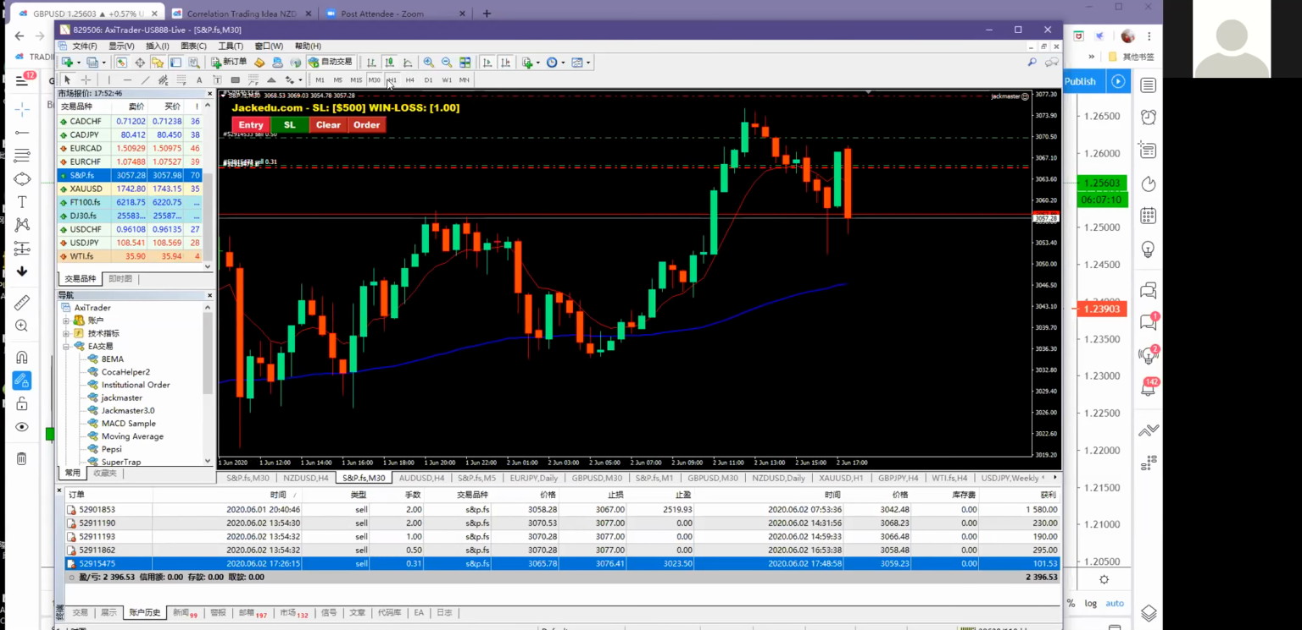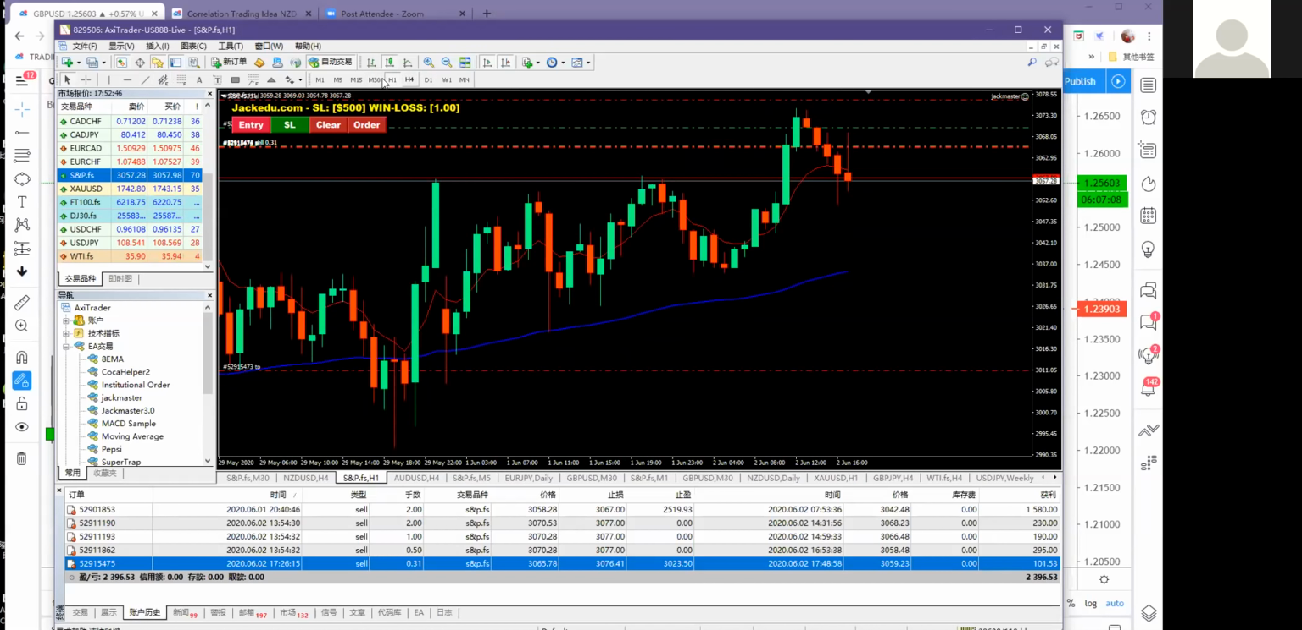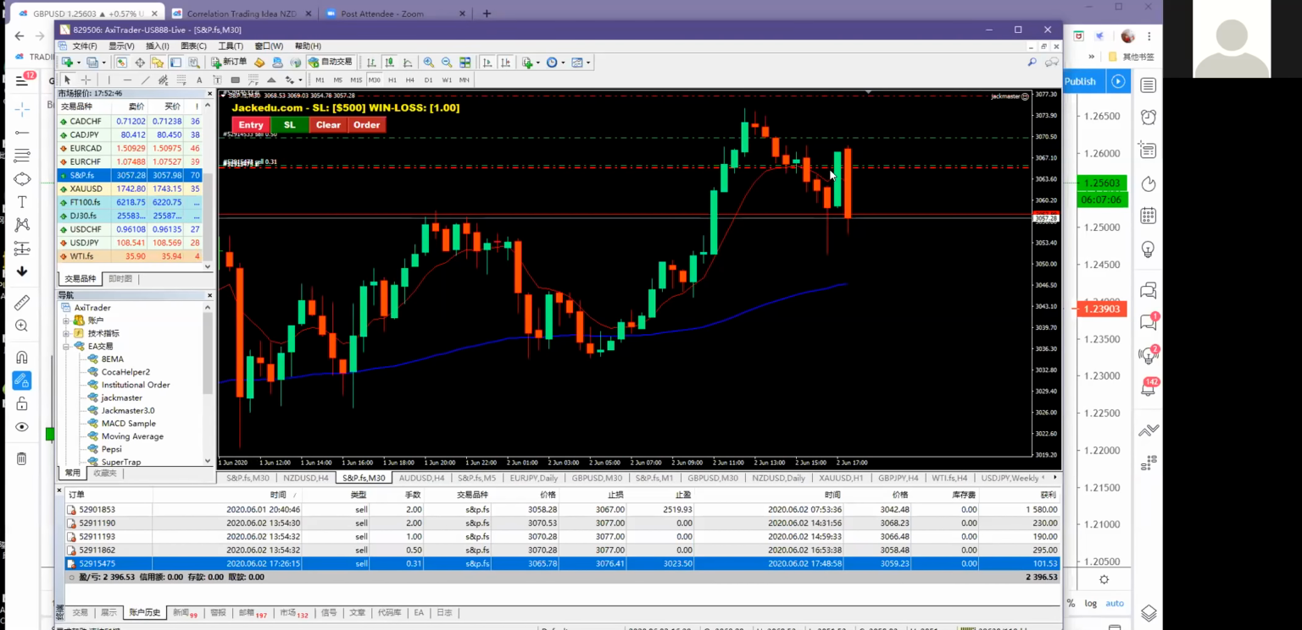But however, we already have a very good entry. We spot this at the same time, right? I just trade in front of you guys. So this is how we trade. And you can see here that today my total closed profit is already $2,000.